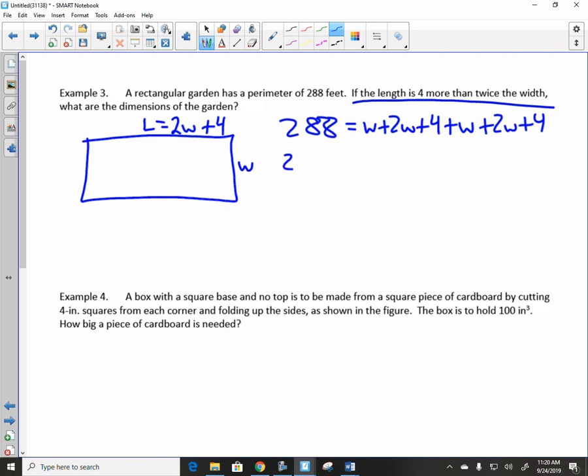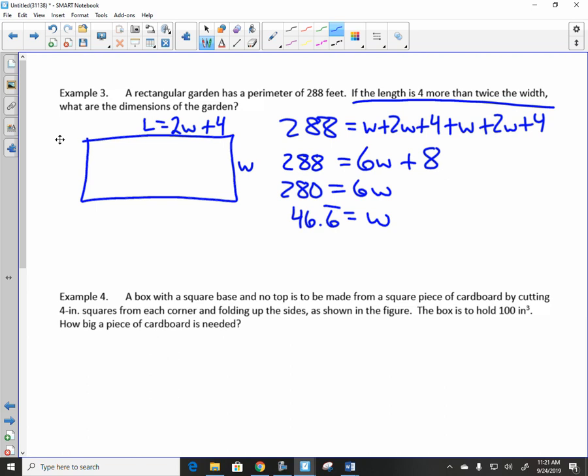So 288 is equal to how many w's? 6w plus 8. Or 280 is equal to 6w. Divide by 6. And we should get 46.6 repeating.